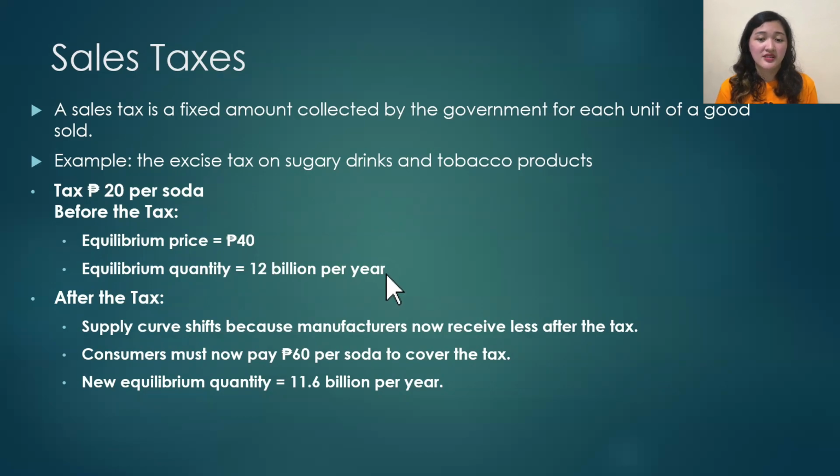After the tax is imposed, the supply curve shifts. Let's say now if consumers are willing to pay 40 pesos, manufacturers will only receive 20 pesos after paying the tax. This price is not enough for them to supply as much as before. So in order to keep supplying 11.6 billion, consumers now need to pay 60 pesos per soda. So the price consumers pay will increase to 60 pesos due to the tax. After paying the tax, producers only receive 40 pesos. As a result, the quantity of soda in the market falls to 11.6 billion.